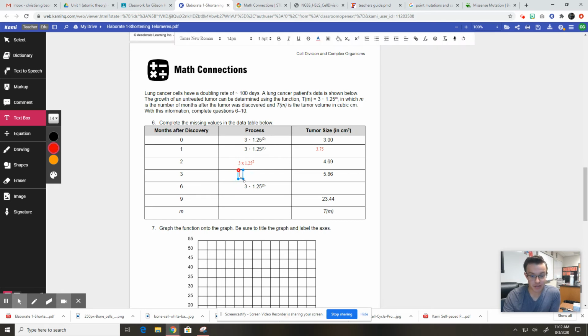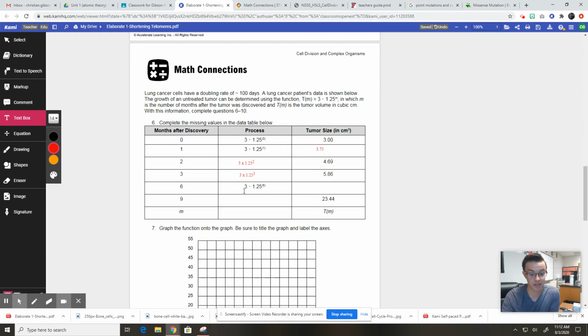Now, after 3 months, same thing. 3 times 1.25. Let's make a little superscript here, this little dude up here, and to the third power. This is a super useful tool if you're in math class too, because before this you weren't able to type subscripts or superscripts. So let's type that into our calculators. I'm just going to trust it. It's 5.86 cubic centimeters. So the tumor's getting even bigger.